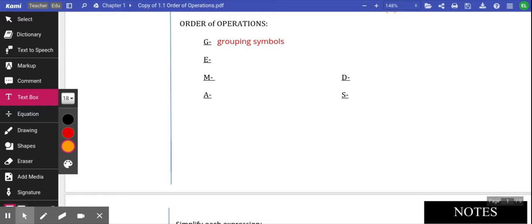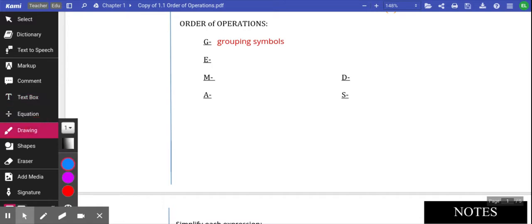Next, we need to review the order of operations. Now, in the past, you've probably used the acronym PEMDAS to help you remember in what order you simplify an expression. So the only difference I choose is instead of a P, I actually use a G. And the reason for that is this P stands for parentheses, since parentheses are a grouping symbol.